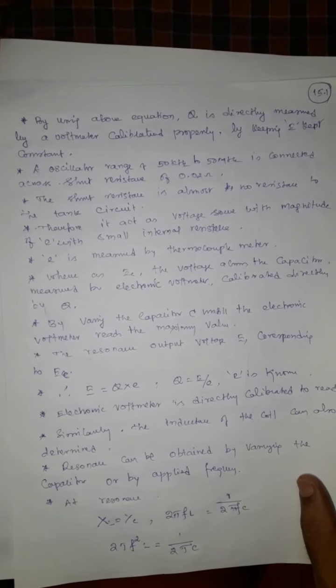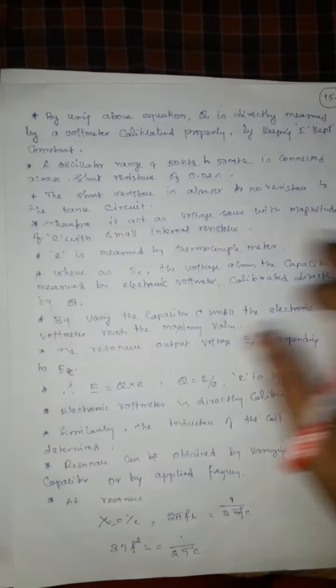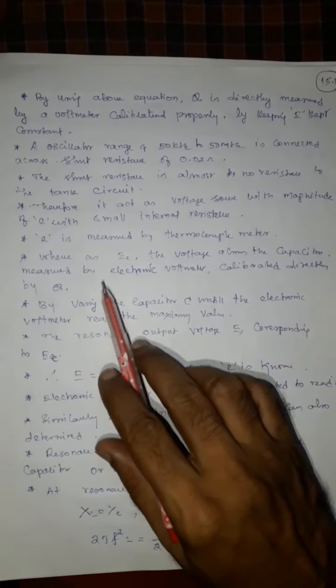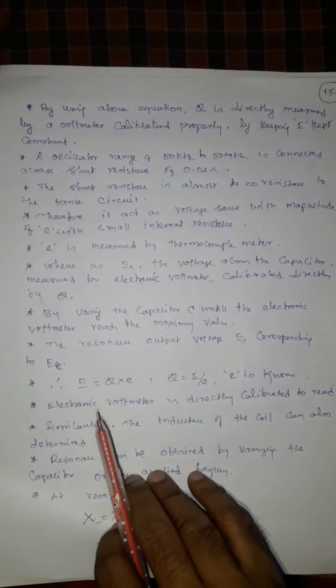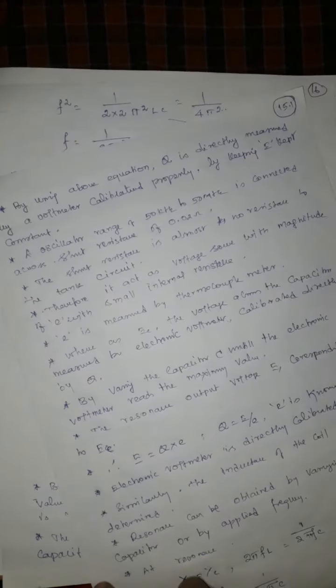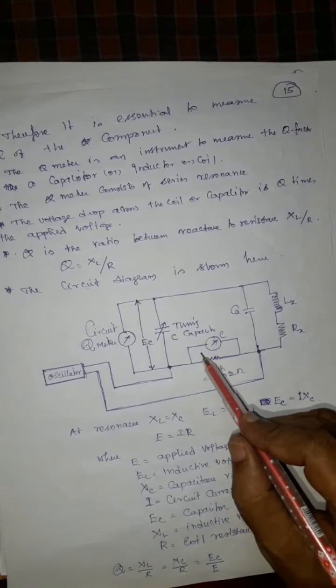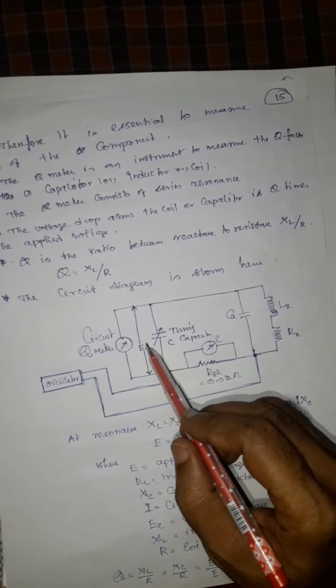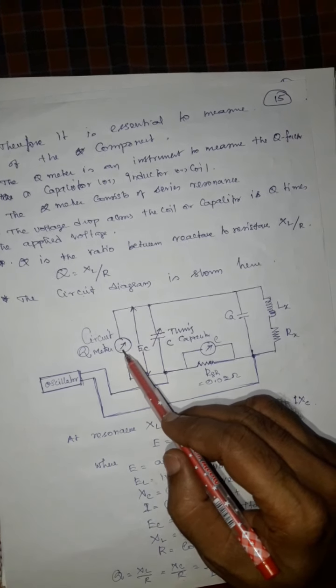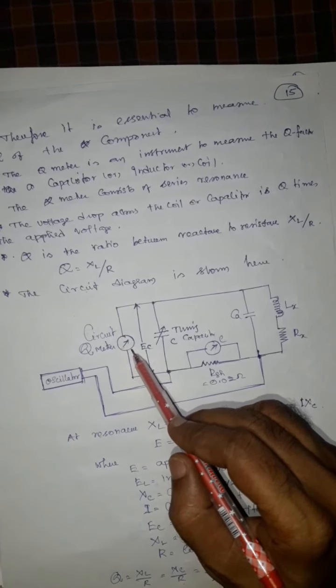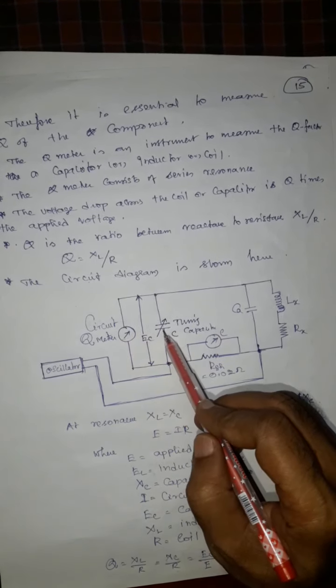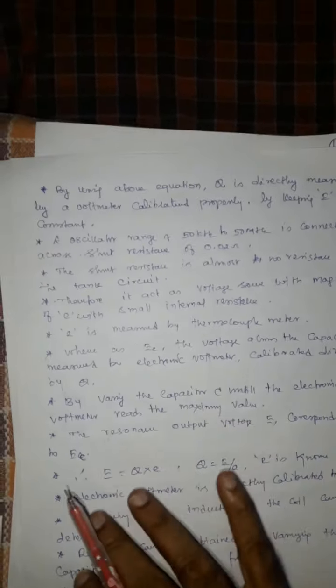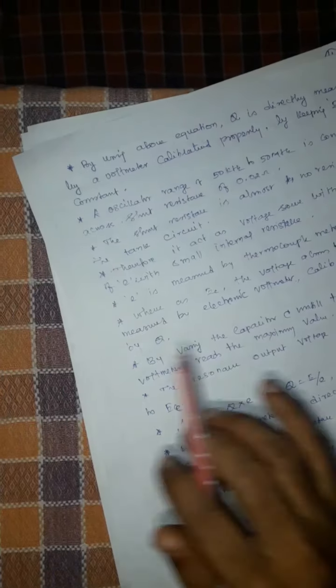E is measured by a thermocouple. I mean the input voltage is measured by a thermocouple meter. Whereas EC, the voltage across the capacitor, is measured by an electronic voltmeter calibrated directly in Q. Here the input voltage, small e, is measured using a thermocouple. Then the Q is measured by the Q meter. Actually, the Q meter is simply a voltmeter. It measures the voltage across the capacitor.